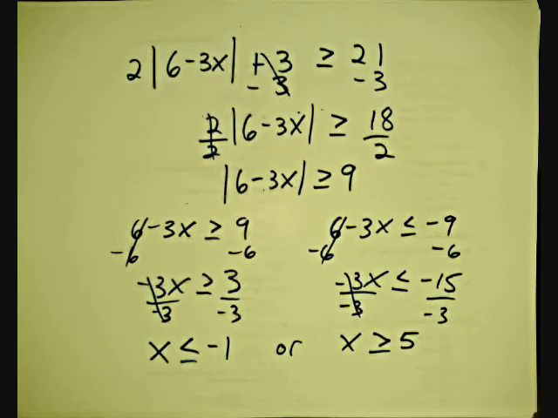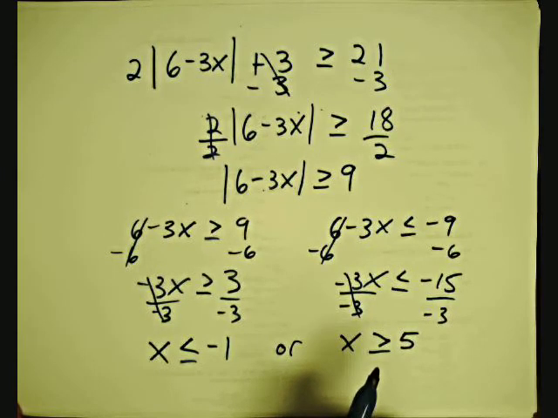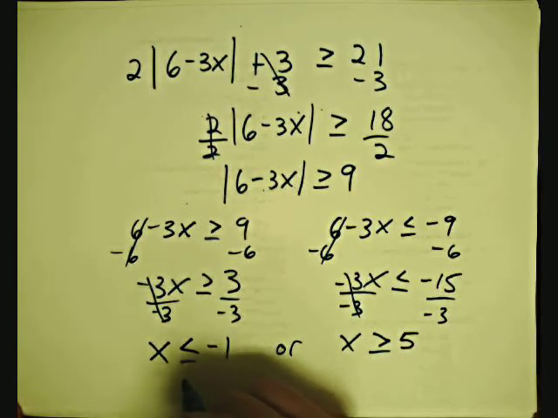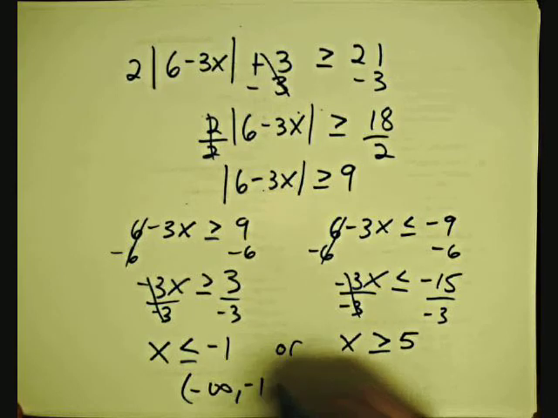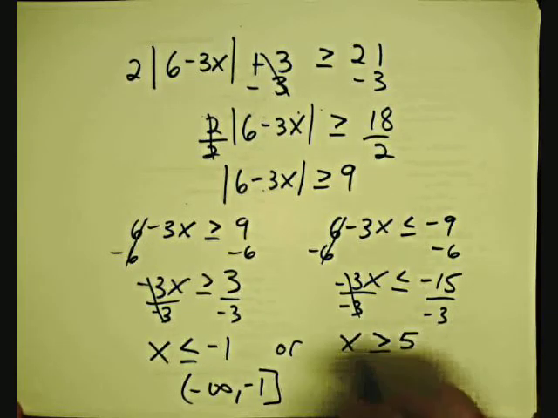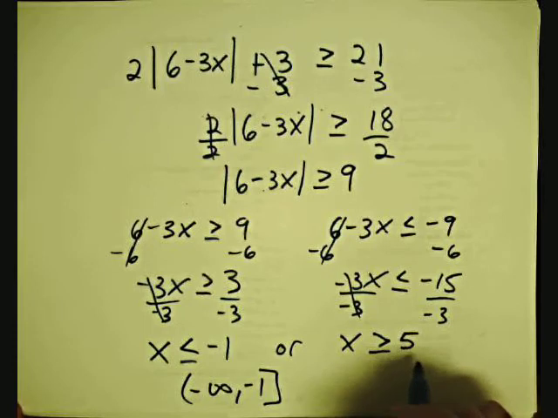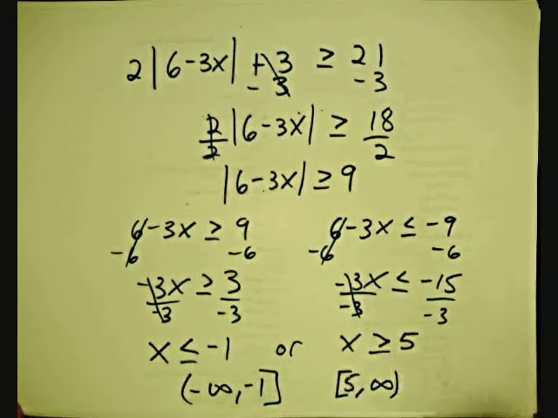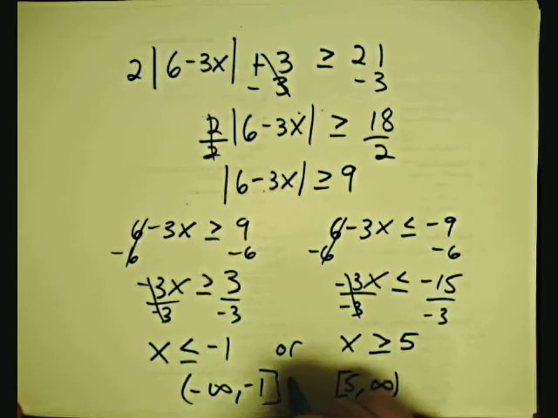To express that in interval notation, we're going to express each inequality separately, and then we'll join them together with what's called the union symbol. So x is less than or equal to negative 1. Negative 1 is the largest value possible. There is no smallest value possible. So negative infinity to negative 1 with a bracket. x is greater than or equal to 5. 5 is the smallest possible value, and there is no largest possible value, so to infinity. We have 2 separate intervals. Mathematically, we join those together as one solution set using the union symbol.